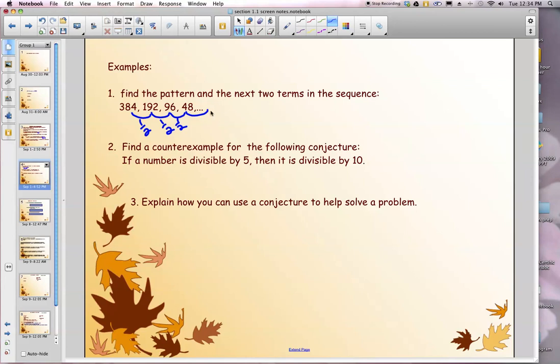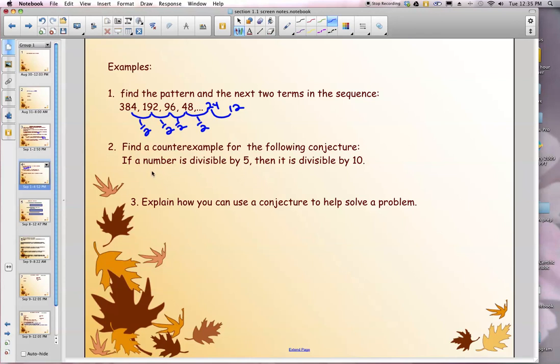So it says now to find the next 2 terms in the sequence. So if I take 48 and I take half of that, it would be 24. And then if I take half of that, it would be 12. So my next 2 terms would be 24 and 12. My pattern would be that I'm dividing by 2 or that I'm taking half of it.